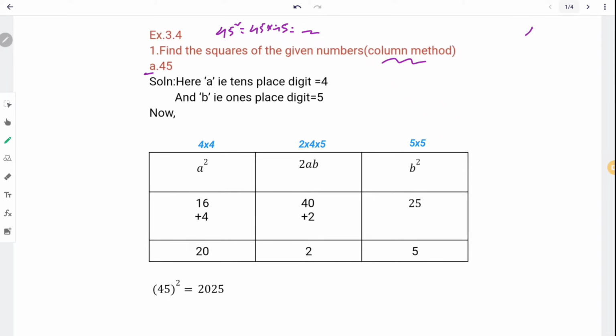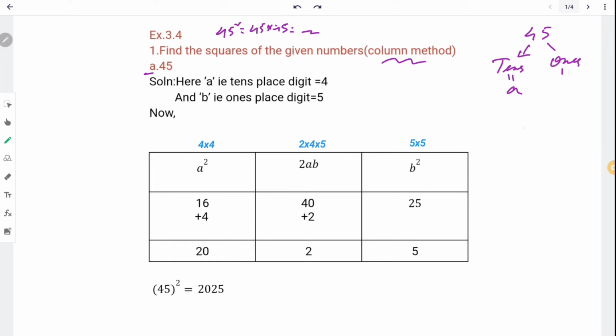In order to do it by the column method, we first have to know A and B. So let's start with which number is in the ones place. Can you see the 5 is in the ones place, 4 is in the tens place? So the tens place becomes A, and the ones place becomes B. So I've written it here for us. A, the tens place digit, is 4, right? And B, the ones place digit, is 5.